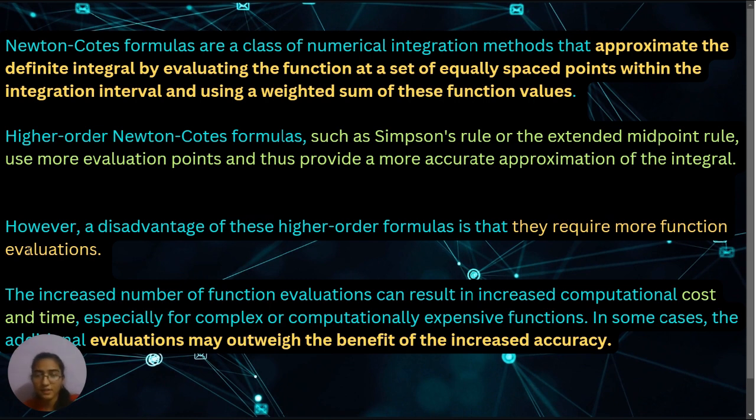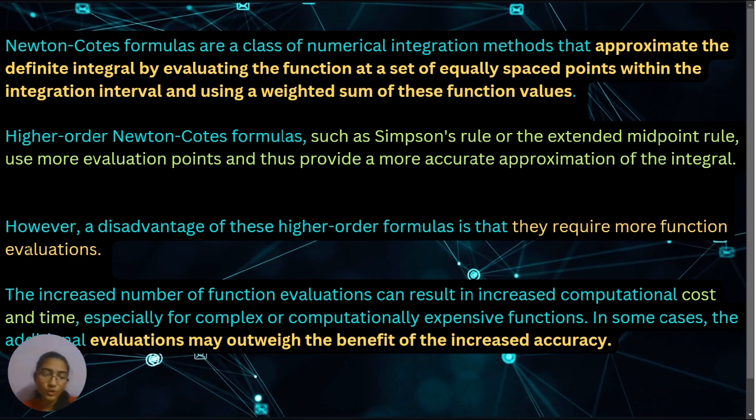And as we already discussed in the key point video, sometimes we have to balance things out, depending on what the priority is. Is computational cost the priority, or is accuracy our priority, right? So especially for complex or computationally expensive functions, the increased number of evaluations will obviously increase the cost and also the time. In some cases, additional evaluations may outweigh the benefit of increased accuracy, right? This is basically the reason behind why there are so many heavy calculations, why there is so much more requirement for functional evaluations.